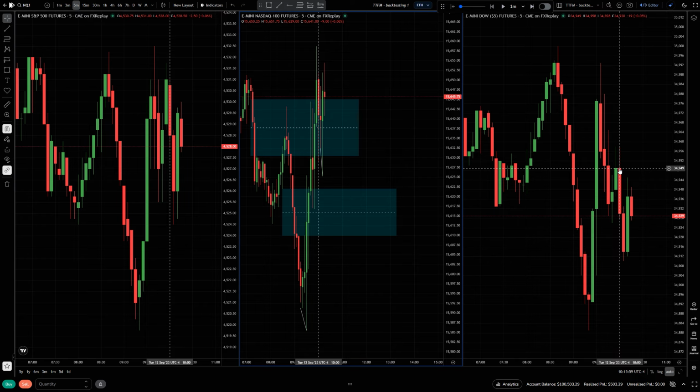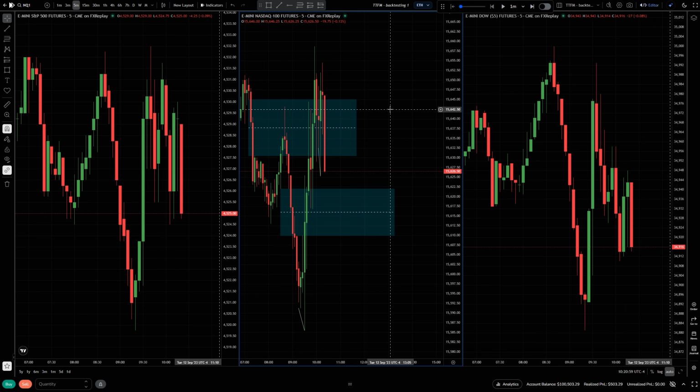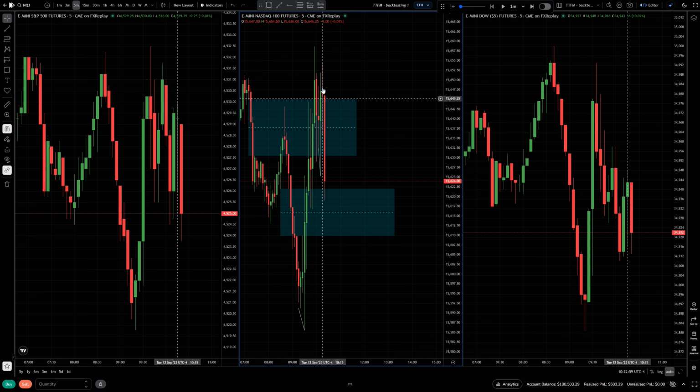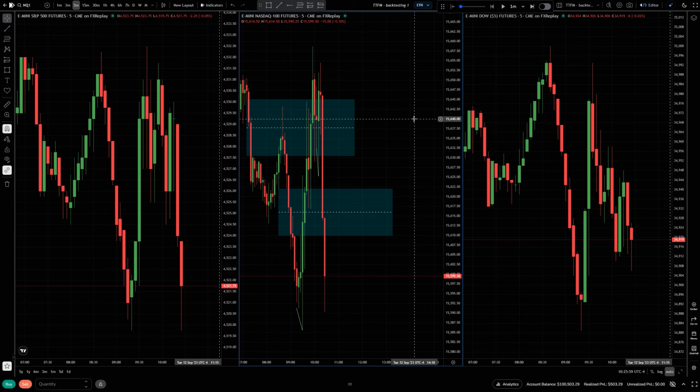And I was looking for this to close above this. Otherwise, I'm not gonna take it. I need to see it close. Otherwise, we are gonna do this. So we are just gonna consolidate until we see YM show some signs of going up.